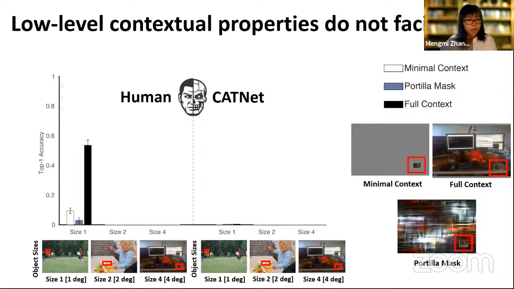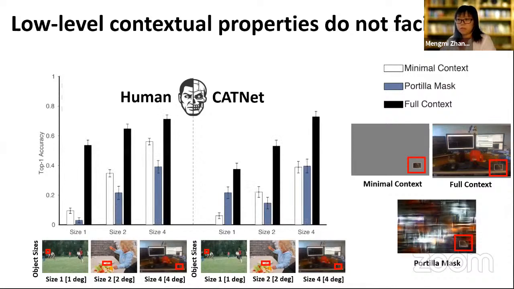So if you're looking at the human side for the smaller objects, the low-level textures, the accuracy is actually much lower even than the minimal context. This is slightly different from CRTNet, where we see that the low-level texture features did not facilitate object recognition for either humans or CRTNet. In fact, it is surprising to see that compared to the minimal context condition, human performance was actually slightly impaired when the objects were embedded within these textures.